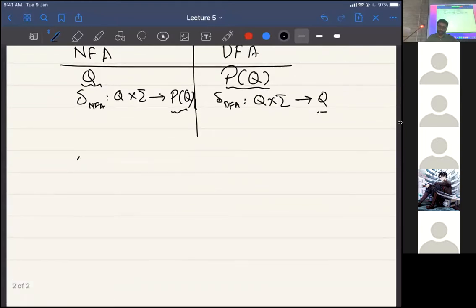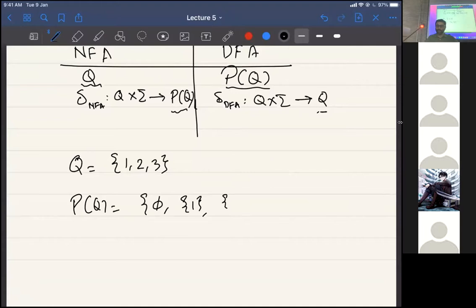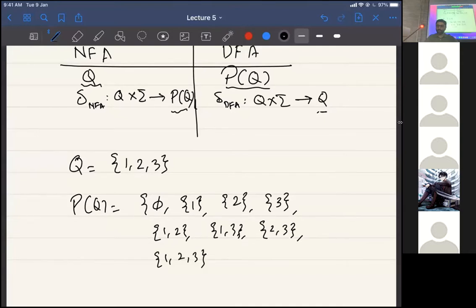So suppose our Q contains three states: 1, 2, and 3. I haven't yet shown what this NFA looks like, but suppose there are three states, 1, 2, 3. Then we know that the power set of Q is: the empty set, the sets with just one of these states, {1,2}, {1,3}, {2,3}, and {1,2,3}. We know that there would be 8 subsets because there are 3 elements, so 2^3 is 8. So we have 8 elements here: 1, 2, 3, 4, 5, 6, 7, and 8.